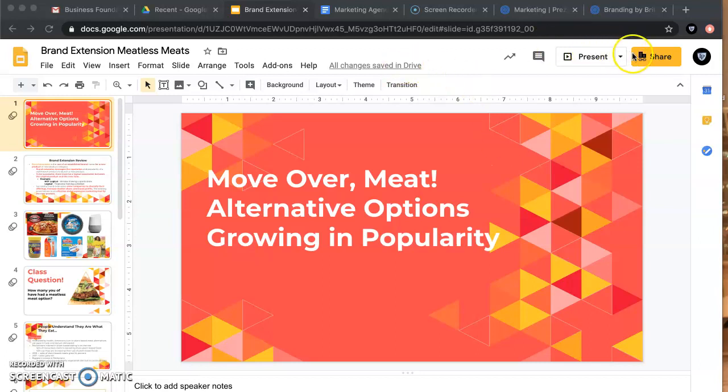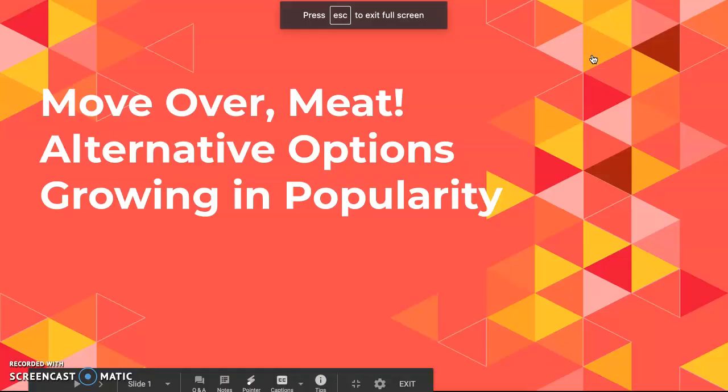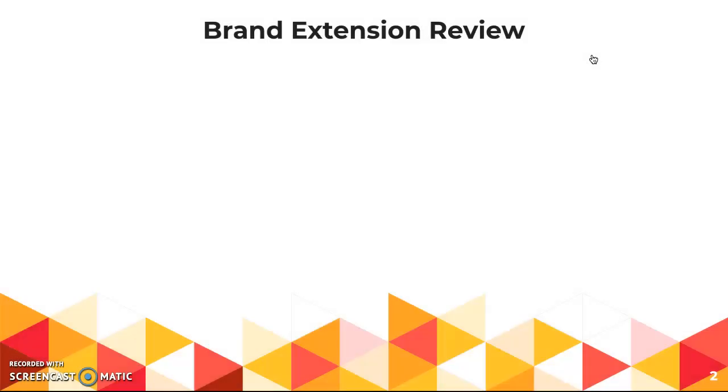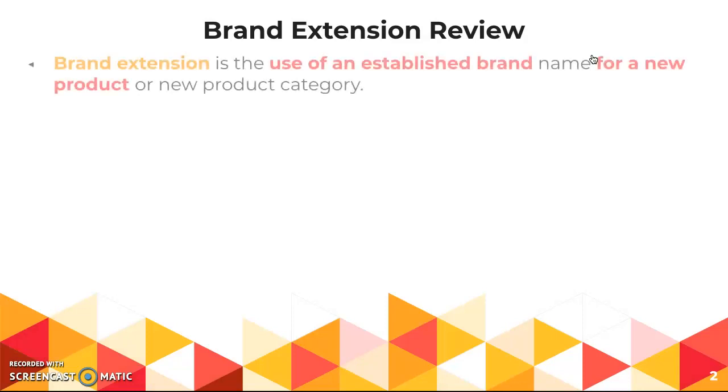So I'm going to go full screen and I'm going to just go over it as I would in the class. I'm going to make it as clear and concise as possible. So basically, I'm going to be talking about this whole trend of people becoming vegetarian and moving to meatless meat options. But first, let me talk about what brand extension is. This is what your project is going to be about.